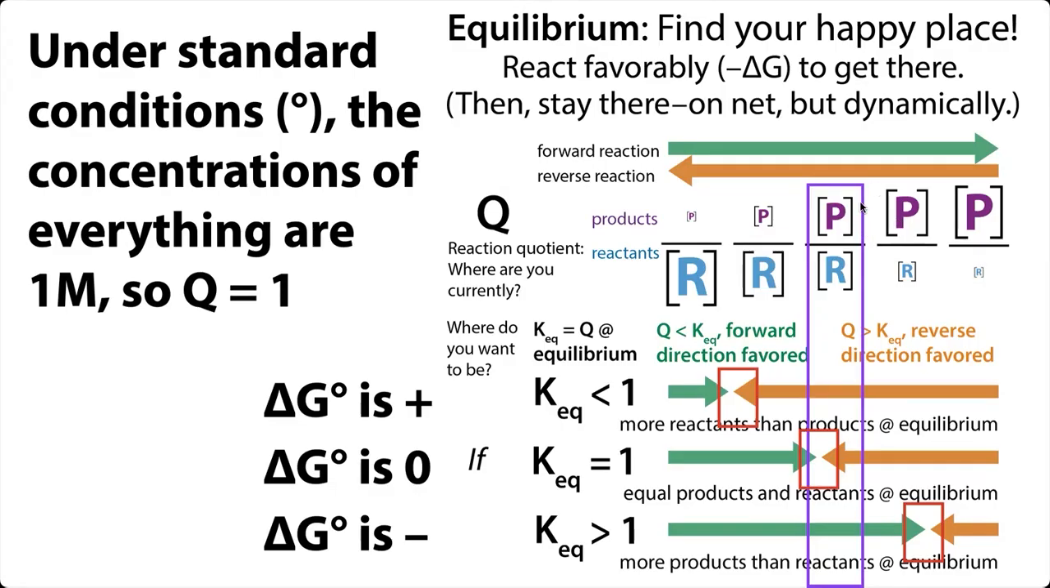So our standard conditions are now our Q, and we compare that to our Keq. We see that if our Keq is less than 1, we're going to have to go in the reverse direction in order to reach that equilibrium. Our delta G naught is going to be positive. If our Keq is equal to 1, then our delta G is going to be 0. We're basically at the same place. And if Keq is greater than 1, we're saying that we start here and we need to get here, so we need to make more products. That's going to be thermodynamically favorable, negative delta G naught.